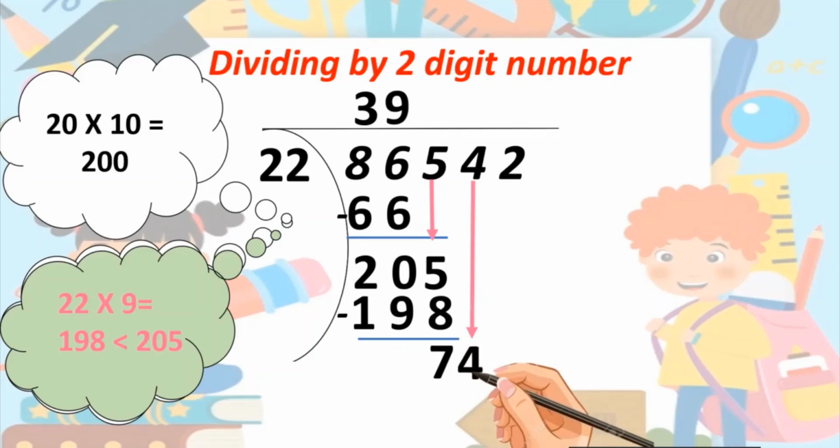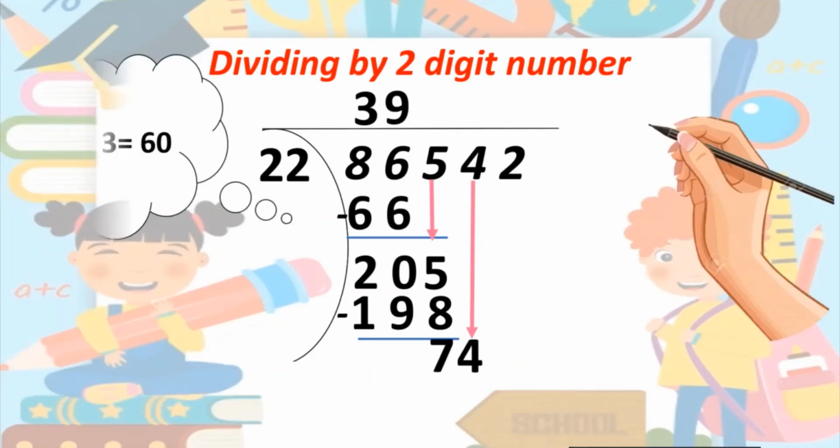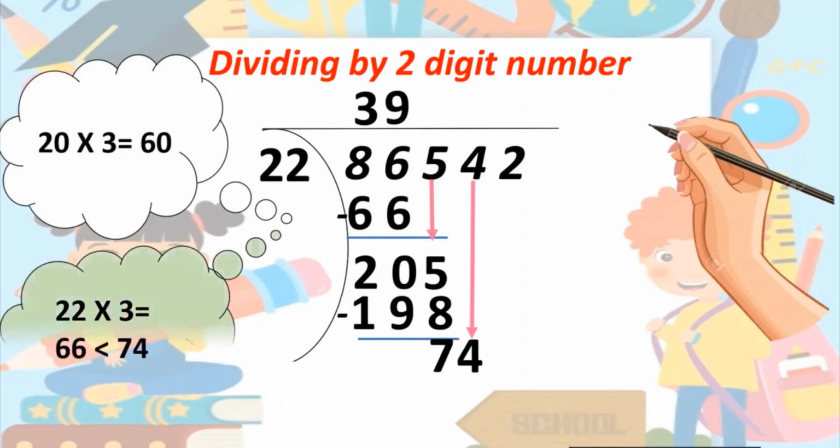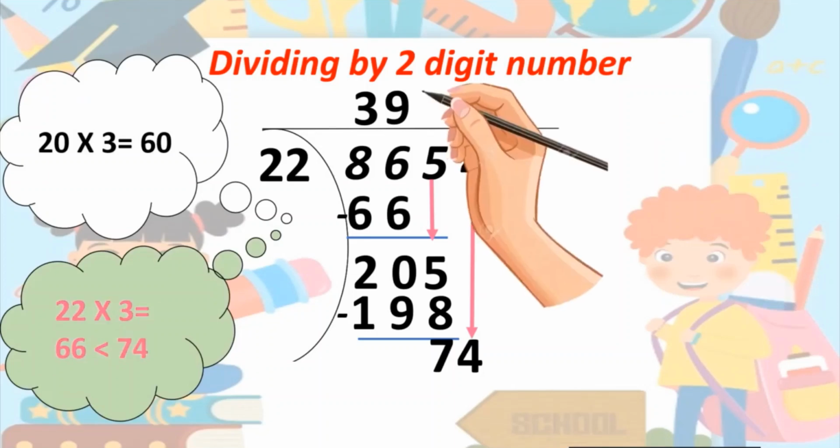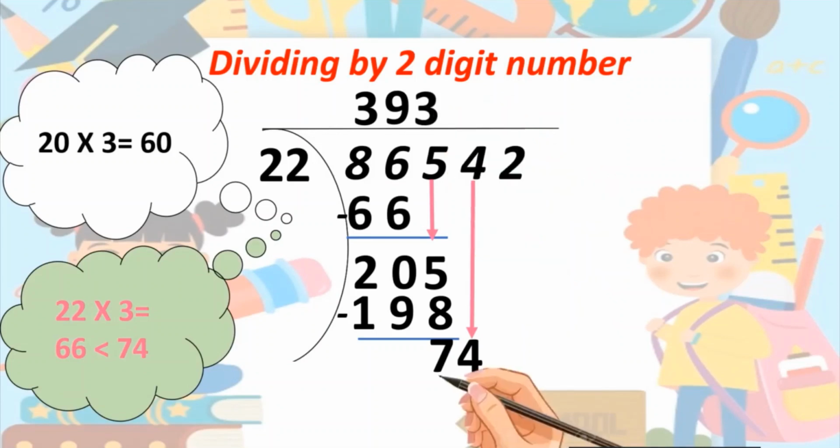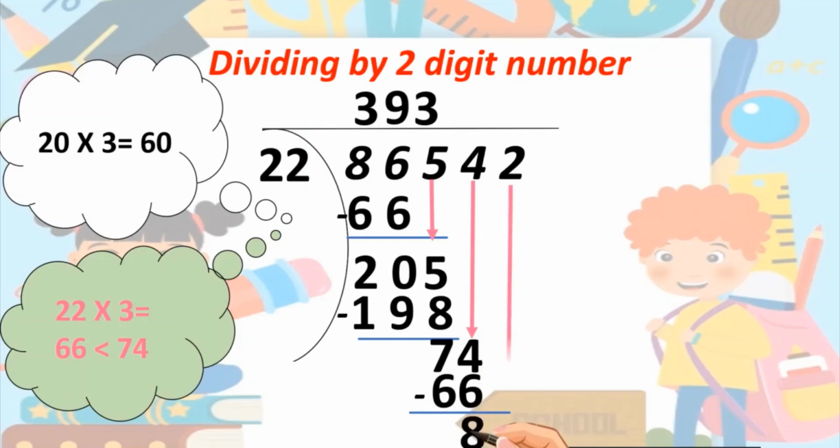Now 20 multiplied by 3 is 60, which is less than 74. So let us try multiplying 22 by 3. We get 66. So it is less than 74. So we can go ahead. 22 multiplied by 3 is 66. The remainder is 8. Now we bring down the next digit, that is 2. And we are left with the number 82.